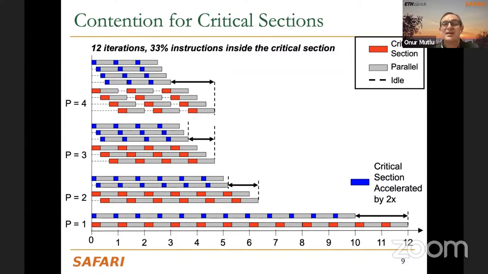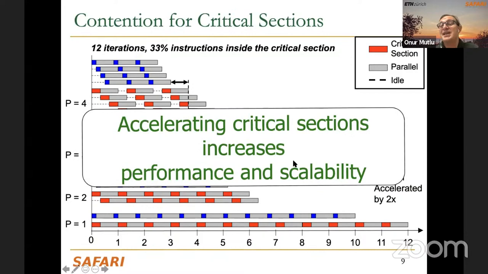Okay, so basically our performance and scalability improved by accelerating critical sections because critical sections did not form the critical path of execution. So if you trace the critical path of execution over here, it always goes through the critical sections in this particular case when P equals three and we have the red graph over here. But that's not the case over here. It becomes the case when P equals six over here. Okay, so basically the takeaway is accelerating critical sections increases performance and scalability.